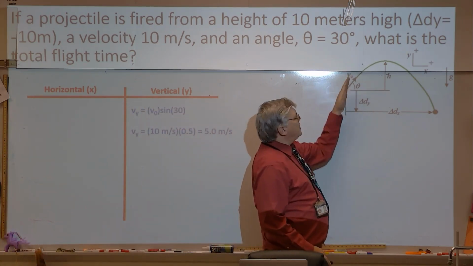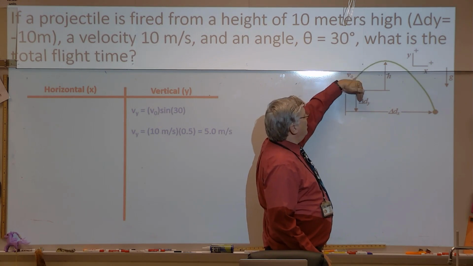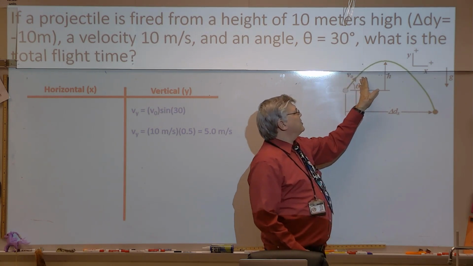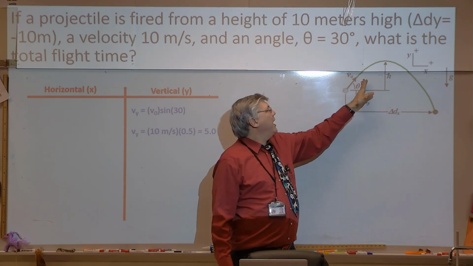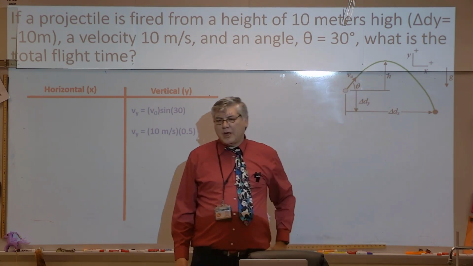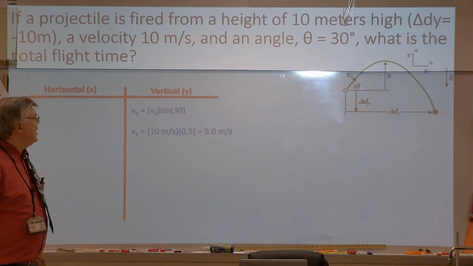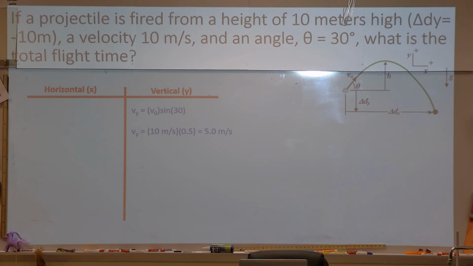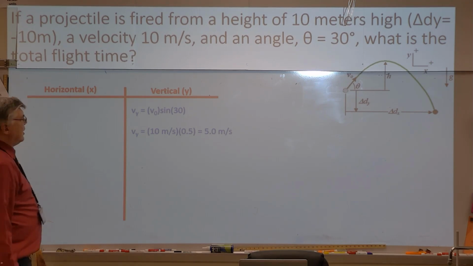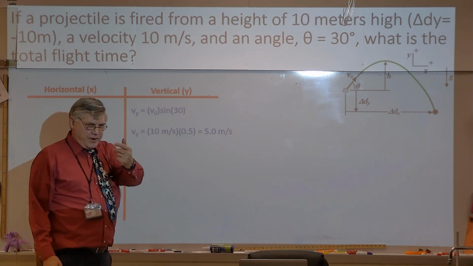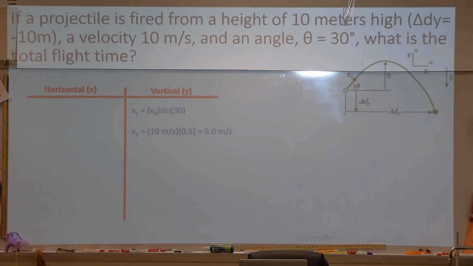Considering that this is a right triangle, the vertical velocity is the sine of the angle times the hypotenuse, which is V naught. And the sine of 30 degrees is 0.5. For problem number 2 or 3, I think your angle is 66 degrees or something like that, so you can't use that half. But just plug in your calculator sine of 30, or sine of whatever your angle is, and you'll get whatever number goes there.